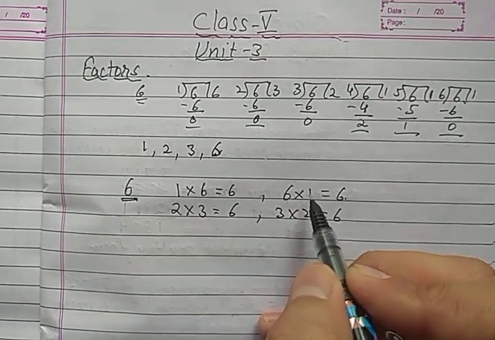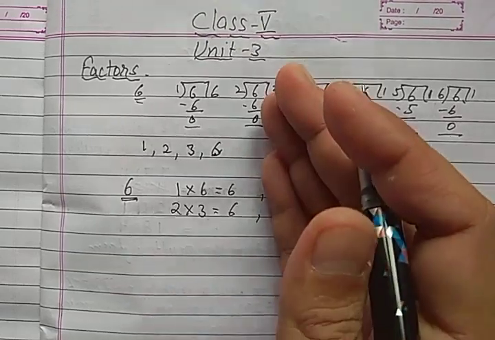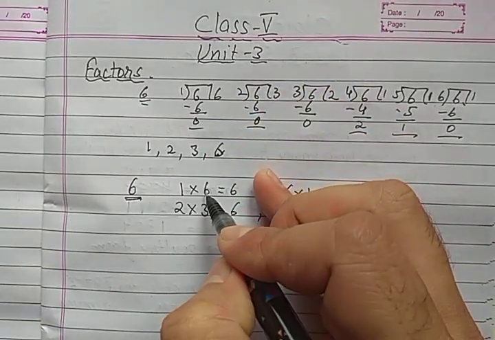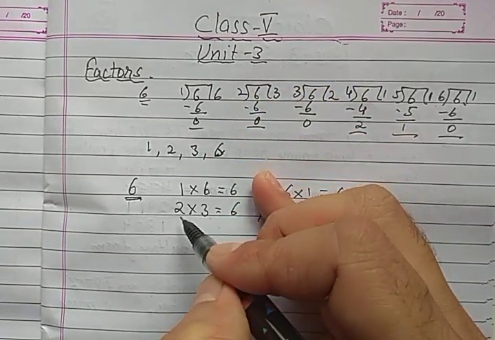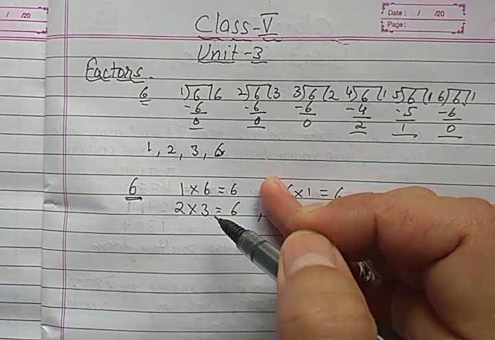To find factors you do not need to write all this again and again. 1 6 is 6 is sufficient. So these two numbers are the factors, 1 and 6. Then 3 2 is 6 or 2 3 is 6. So hence 2 and 3 both are the factors.